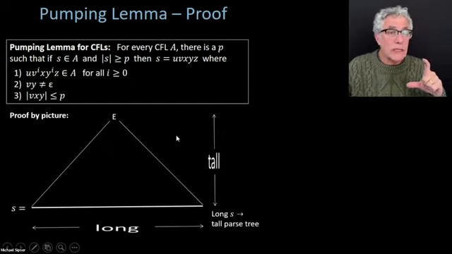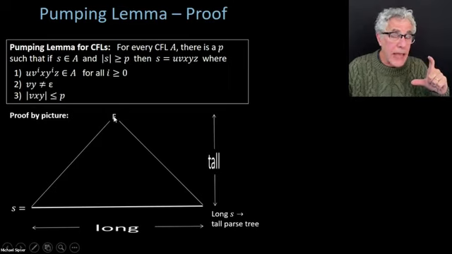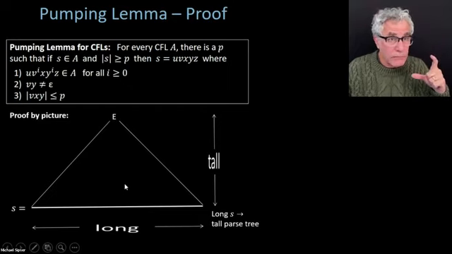Because what does it mean to be really tall? It means that there's some path starting at the start variable, I'm calling it S, in this parse tree, which goes down to some terminal symbol in S, which goes through many steps. That's what it means for the tree to be very tall. And each one of those steps is a variable until you get down to the very end.